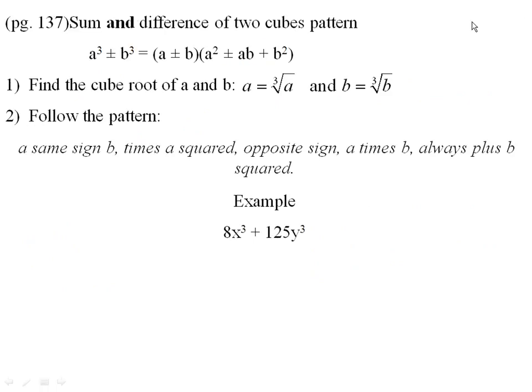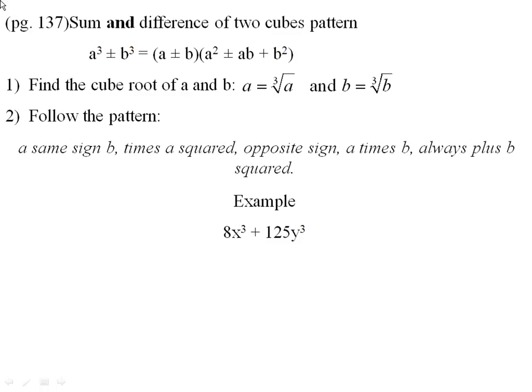Okay, let's talk about sum and difference. In your books on page 137, you'll see this pattern. Sum and difference of two cubes. Understand the difference. We already have a pattern called the difference of two squares. That has to be subtraction. I've already told you that. It has to be subtraction. But when we talk about cubes, it doesn't matter. It can be plus or minus. Okay? So, here's your pattern.